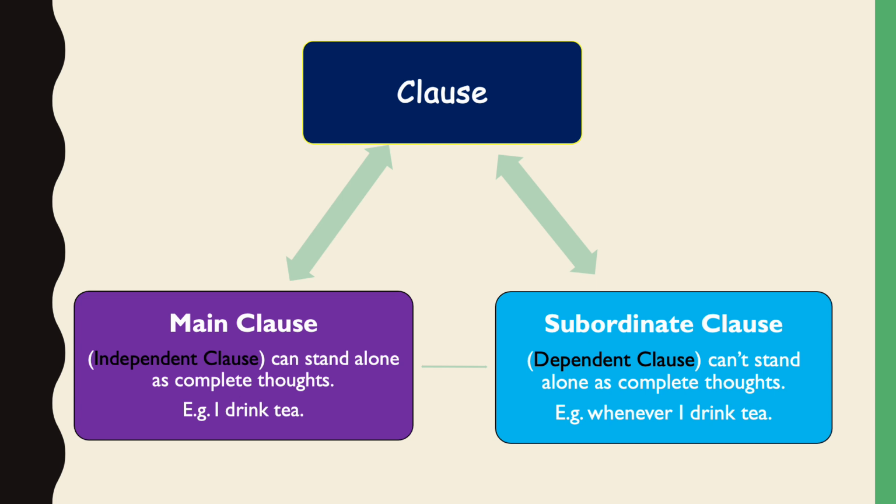A main clause can stand on its own and has a complete thought, whereas a subordinate clause can't stand alone as a complete thought. Suppose I give you an example: I drink tea. We understand it makes sense. It's a complete sentence. Whereas a subordinate clause example is, whenever I drink tea. Now this makes sense, but it is an incomplete thought. There is something before that particular group of words. So we have to understand that subordinate clauses are called dependent clauses. They're dependent on the main clause to make complete sense.